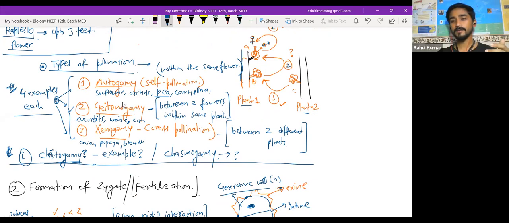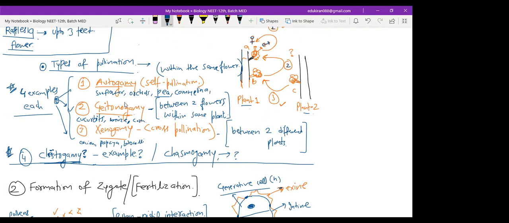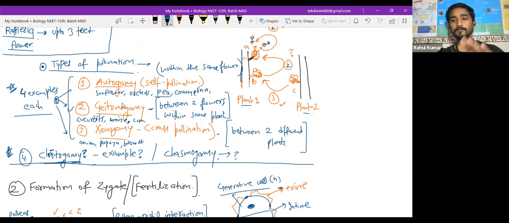You understand why? All are stamens only. In the same plant, there are only stamens. Yeah, they are all male. In a way, we can say that all the plants are males.